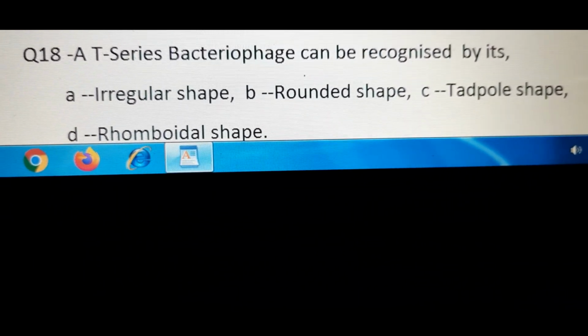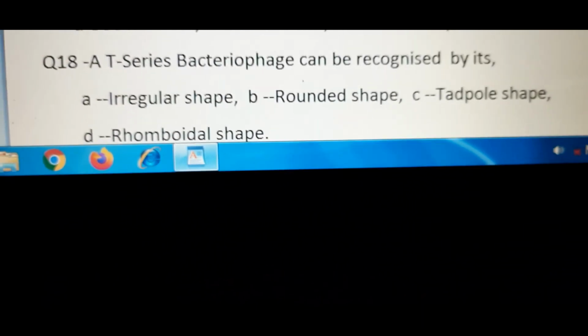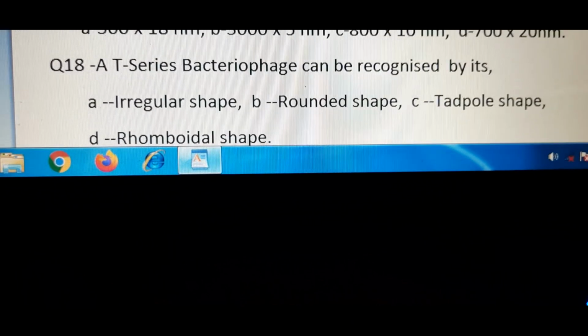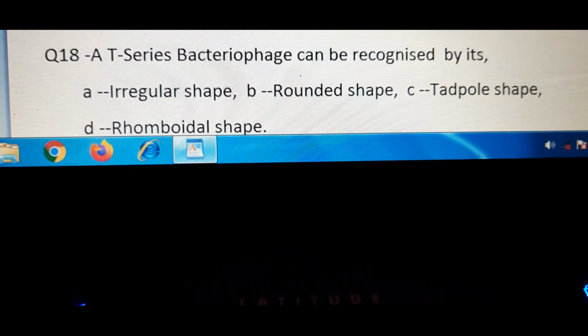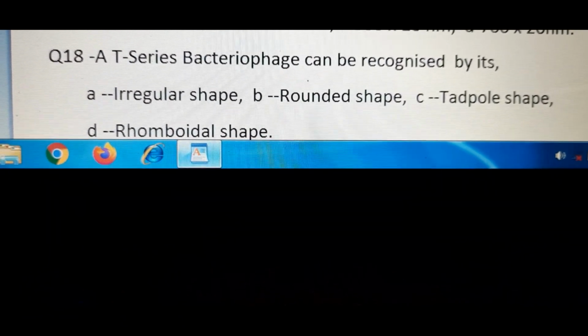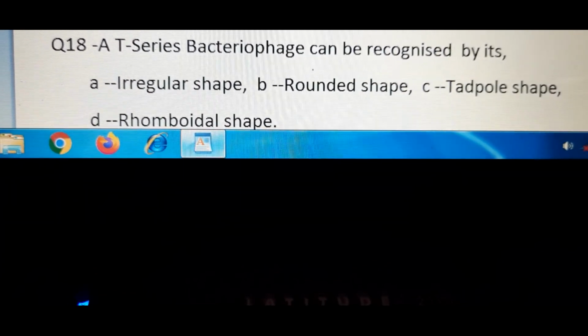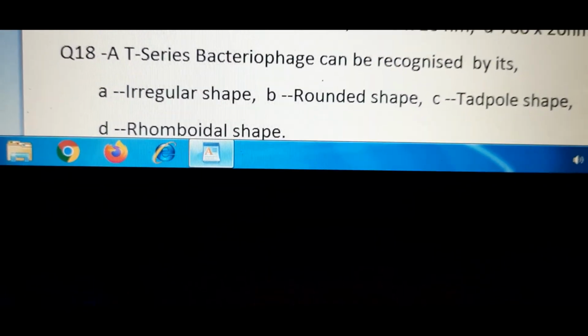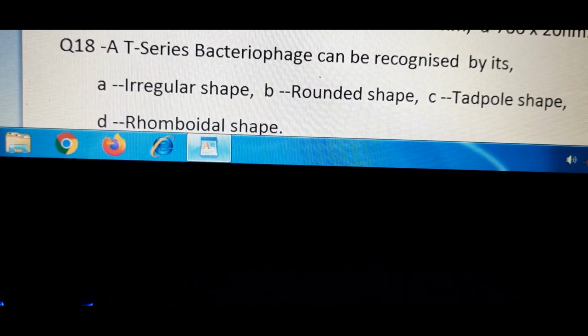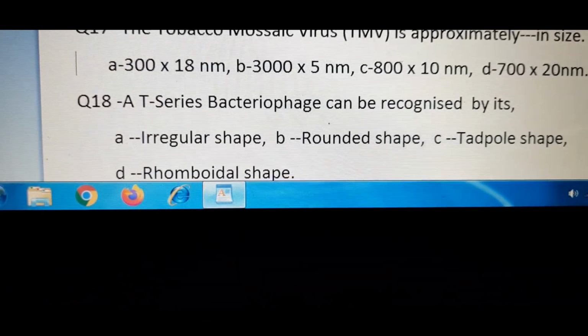They are tadpole-like. A tadpole, the larva of a frog, has a head and tail. Like that, this also has a head and tail. So it is tadpole shaped. It's not irregular shaped, it is not round shaped, neither is it rhomboidal shaped. So C is the answer. Now we'll go for the 19th question.